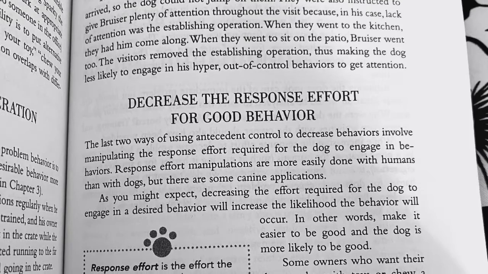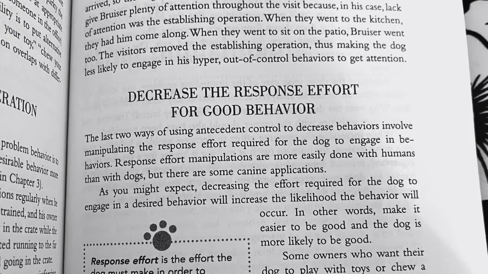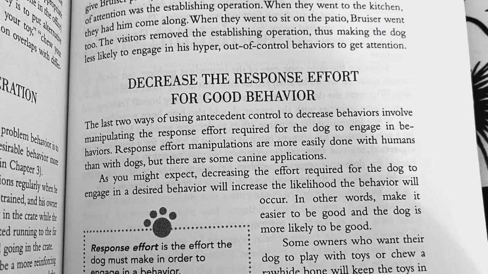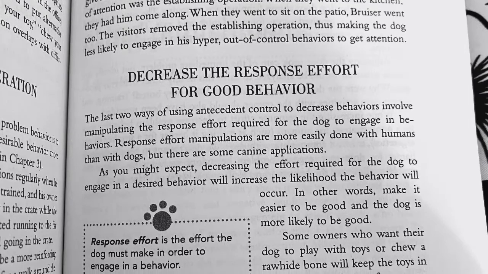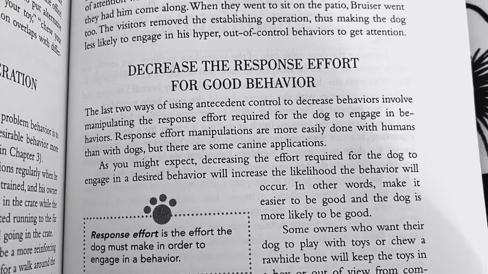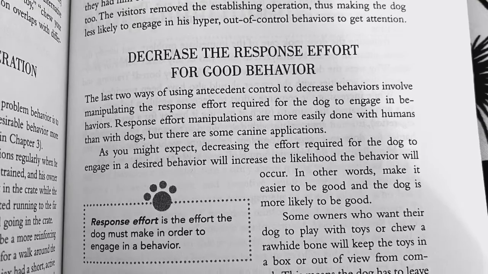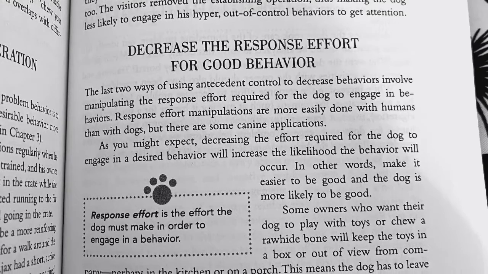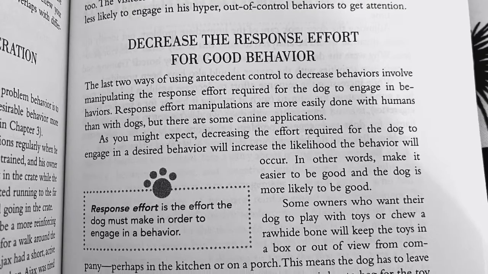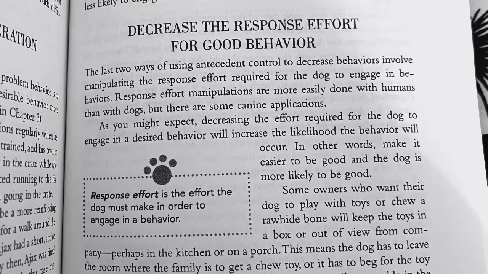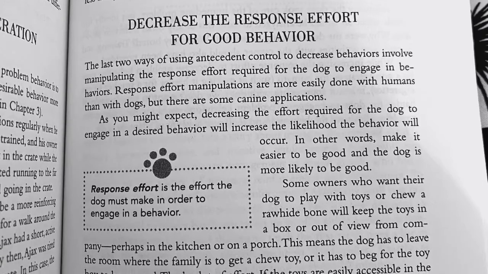The last 2 ways of using antecedent control to decrease behaviors involve manipulating the response effort required for the dog to engage in behaviors. Response effort manipulations are more easily done with humans than with dogs, but there are some canine applications. As you might expect, decreasing the effort required for the dog to engage in a desired behavior will increase the likelihood the behavior will occur. In other words, make it easier to be good and the dog is more likely to be good.